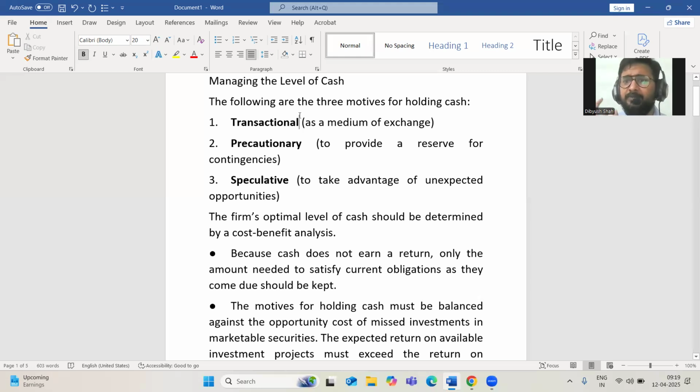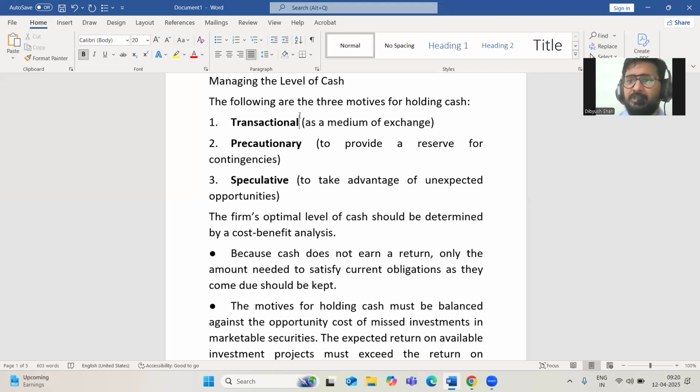First of all, there are three reasons why a business holds cash. And remember this because this is very common in the questions as well. So there are three motives on why a business holds on to cash. First, transactional. Transactional means to do transactions. Everyday transactions occur with cash only. You need cash to pay salaries. You need cash for meeting other day-to-day operations of the enterprise.